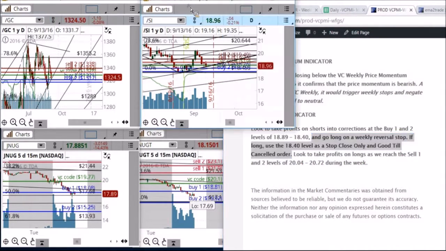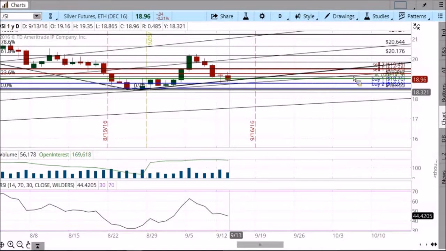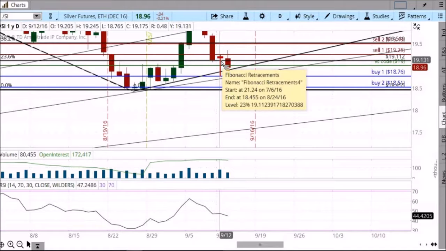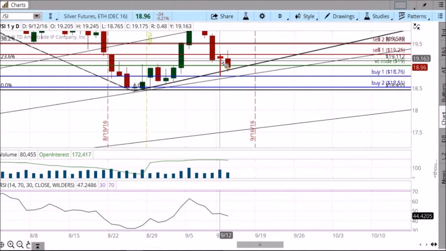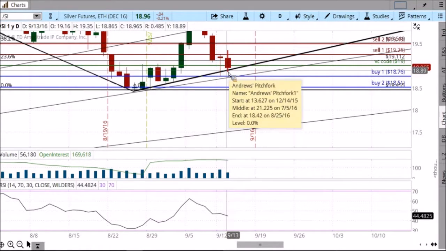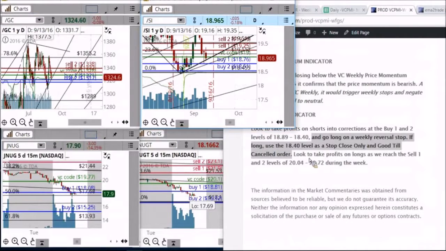Okay. And so when we look at the action that we've seen so far this week, a low of 18.765 was made yesterday. And the market reversed right from that low to close at 19.50. Today we're back down again with a low of 18.865, which is a second test of this level of demand that has been identified at 18.88, 18.89.